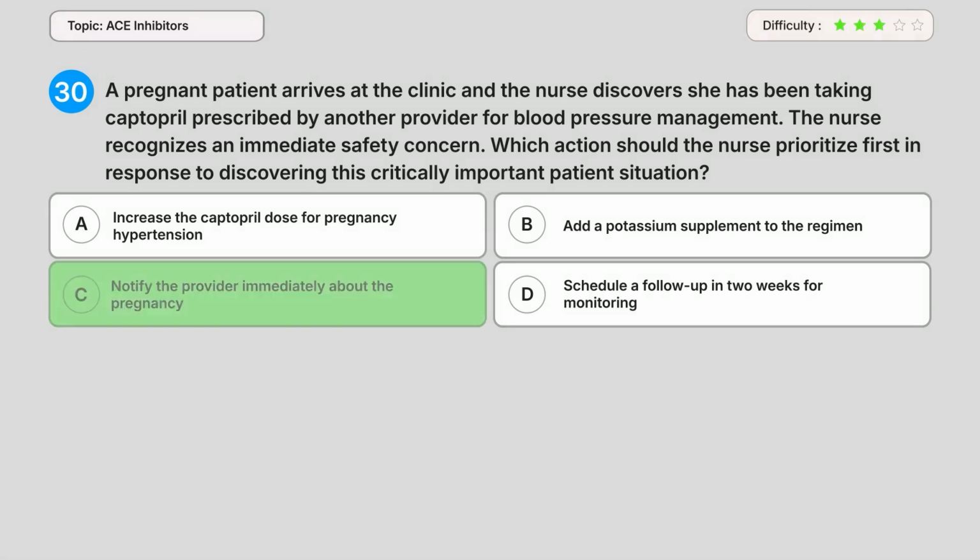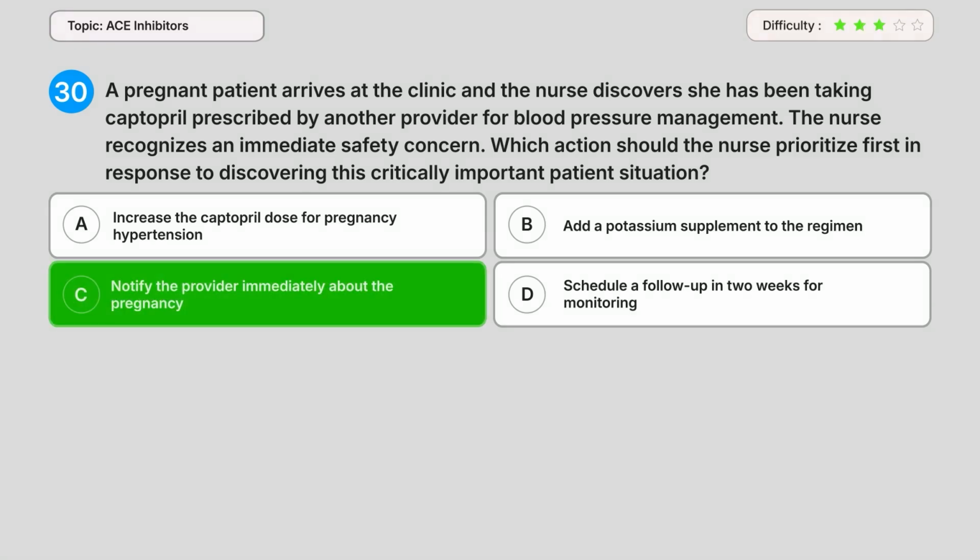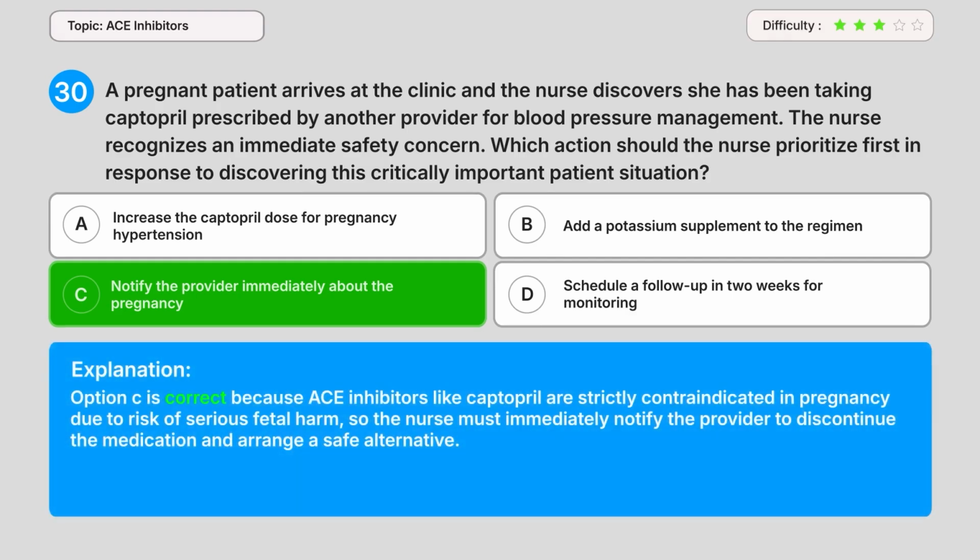Correct answer, C. Notify the provider immediately about the pregnancy. Explanation: Option C is correct because ACE inhibitors like captopril are strictly contraindicated in pregnancy due to risk of serious fetal harm, so the nurse must immediately notify the provider to discontinue the medication and arrange a safe alternative.